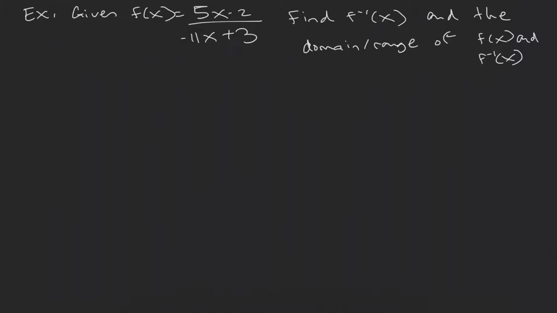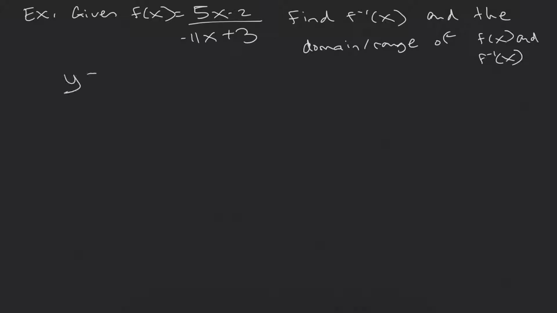All right, on this example, let's do everything. Let's find the inverse of this function and then also find the domain and range of both f of x and f inverse of x. Our function here is 5x minus 2 divided by negative 11x plus 3. So, a rational function. Those tend to be the most complicated when it comes to inverses.